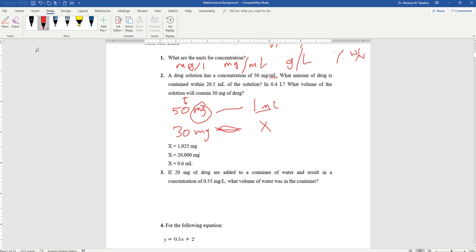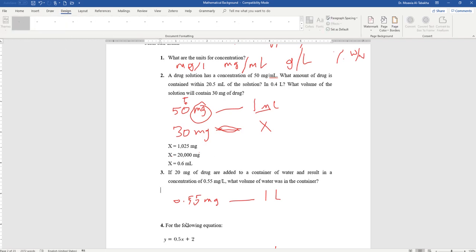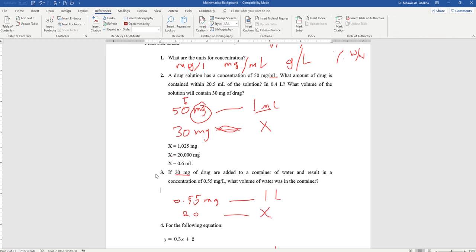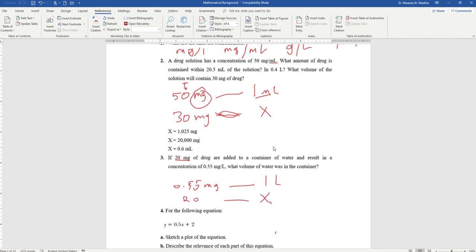Okay, so how do we solve this one? What is given? The concentration is 0.5 milligram in a volume of 1 liter. So this means 20 milligram were in how much? So I will write here, 20 milligram is in what volume? So what you're going to do is multiply 20 times 1 divided by 0.5.